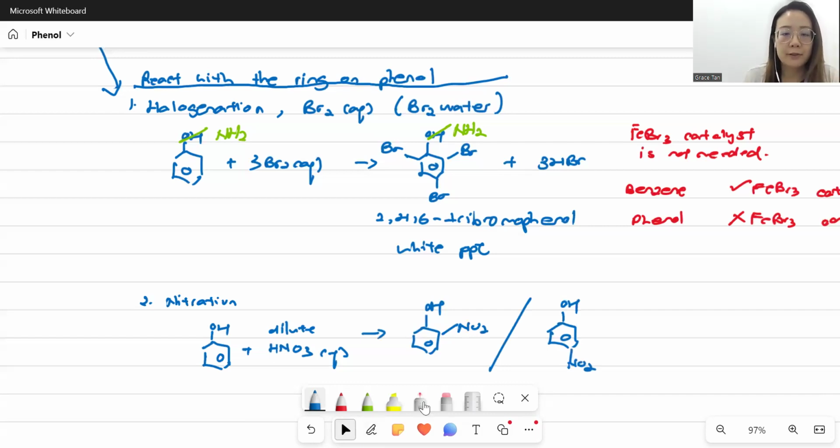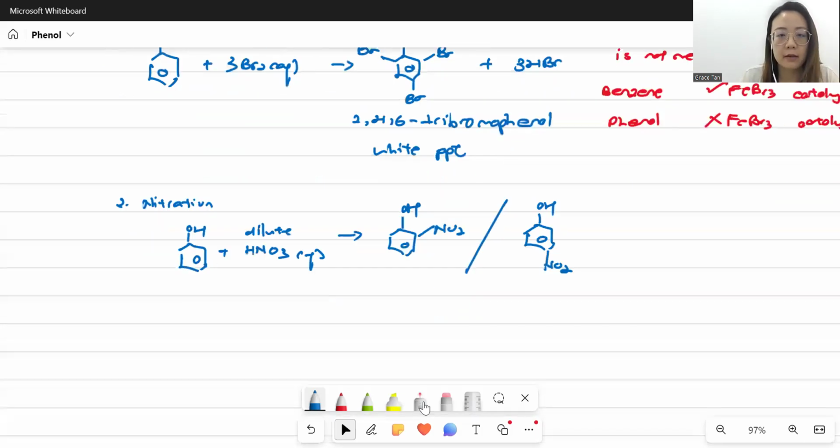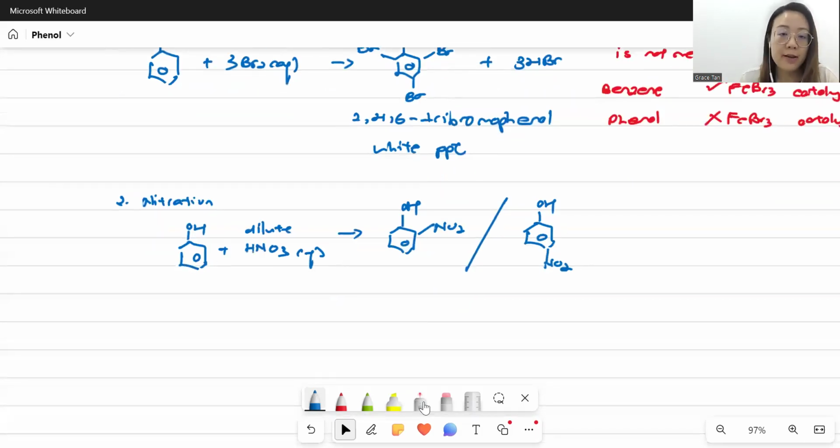So I have covered how to know the position where the incoming electrophile will be situated, and I'll just leave a link somewhere in this video. You can go and click and watch it. Okay, so OH is an activator, so therefore it will direct the incoming electrophile, which is your nitronium ion, to position 2 and position 4. Now to balance the equation, you will get H2O over here.